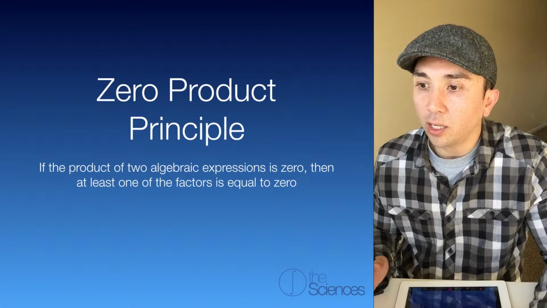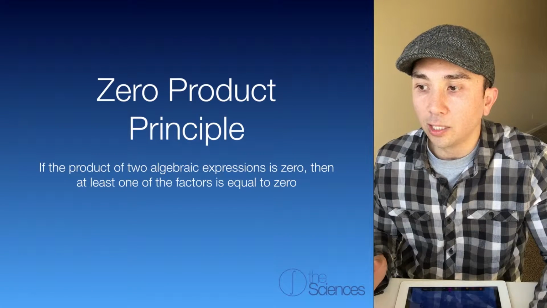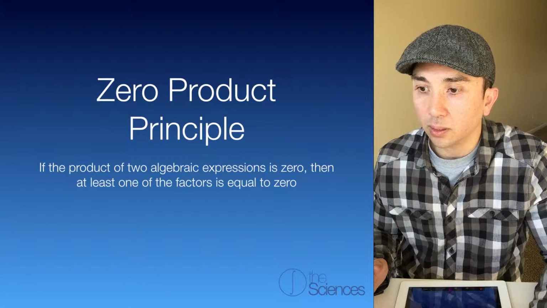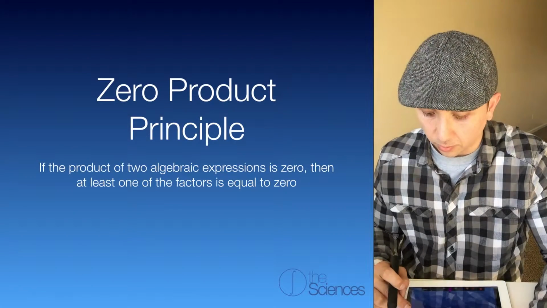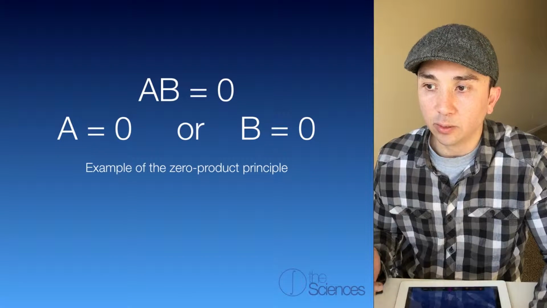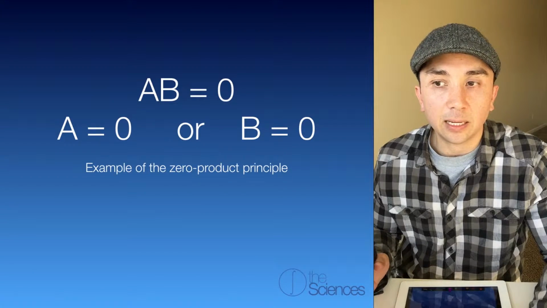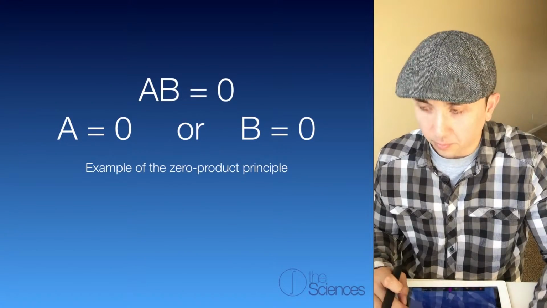Now the zero product principle states that if the product of two algebraic expressions is 0, then at least one of the factors is equal to 0. So for example, if we have a times b equals 0, that means that either a has to equal 0 or b has to equal 0.